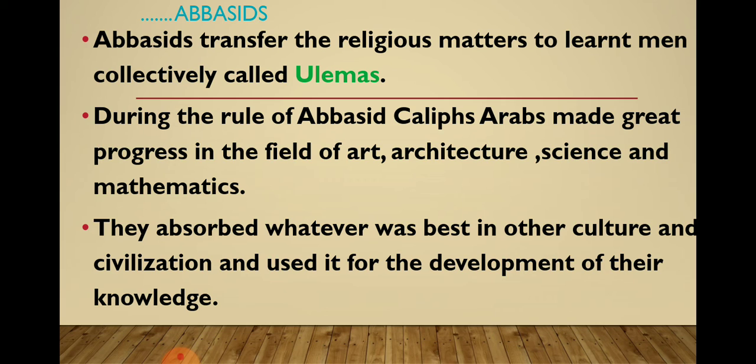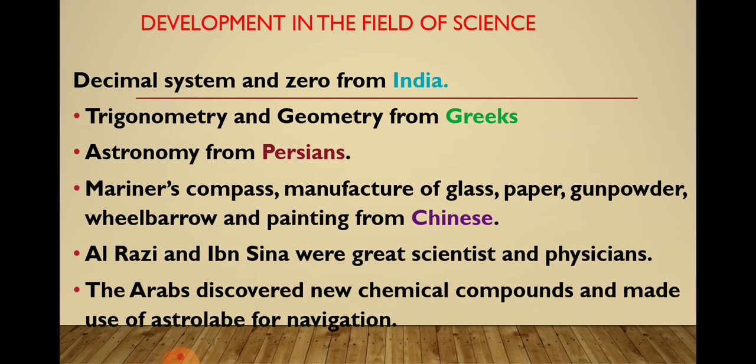During the rule of Abbasid caliphs, Arabs made great progress in the field of art, architecture, science, mathematics, etc. They absorbed whatever was best in other cultures and civilizations and used it for the development of their knowledge. That is one of the most important things. They accepted every good thing. They accepted the best from everything, and they used it for their own development.